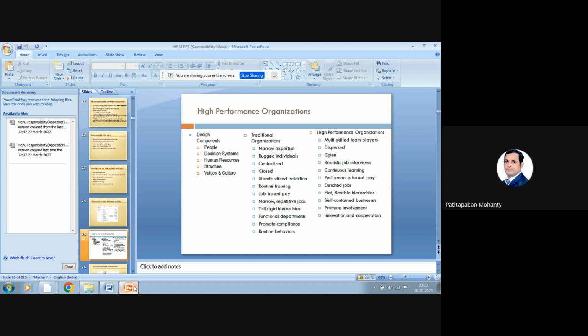If you have a very flat hierarchy, you will have a good job description, and you will have flexible thinking, and also flexible time. Then self-contained business is self-contained. It is not closed actually. It is self-contained. Promote involvement, team building, and team involvement is also required. And innovation and cooperation, as I have told you, high performance organizations nowadays are very innovative and very cooperative by nature.